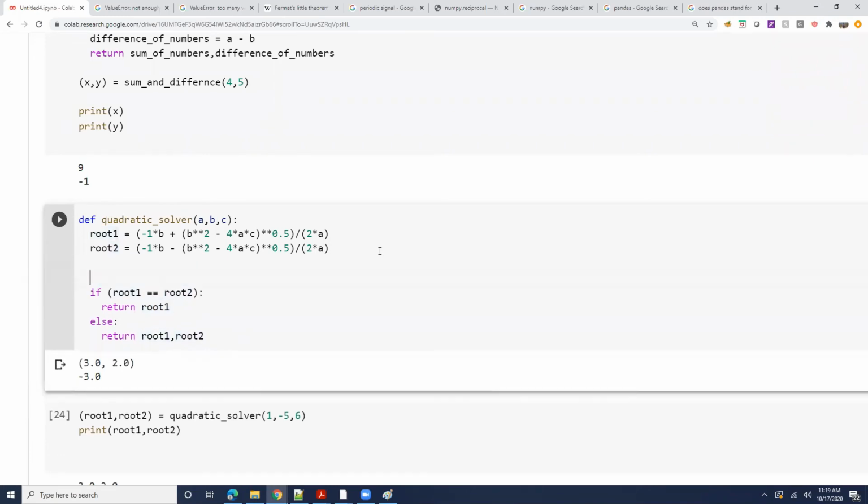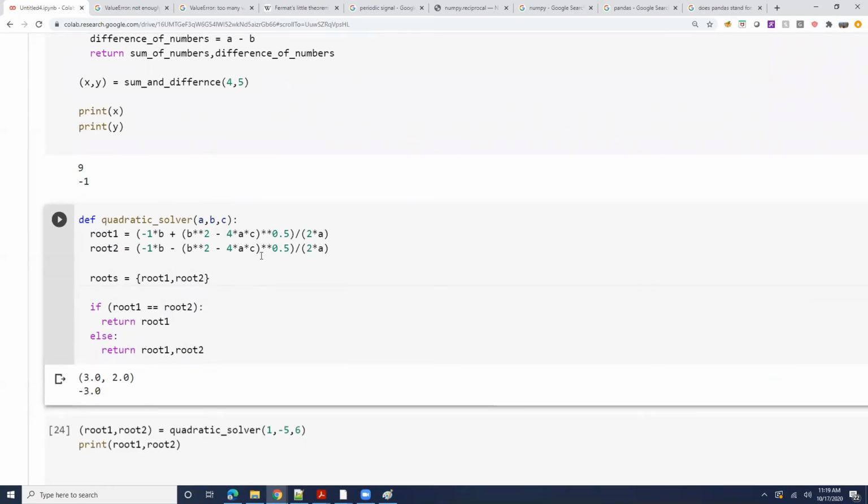If I added roots as a set, root 1, root 2, is this how you do a set? Does this seem right? That root 1, root 2 is roots. Is this a set now?